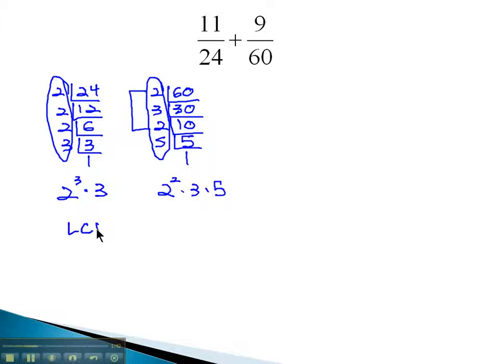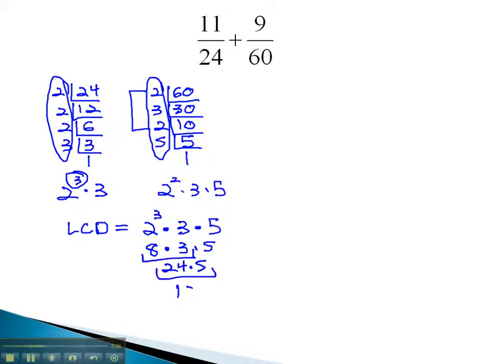And then we can identify the least common denominator, or least common multiple, by using all the factors with highest exponents: 2's, 3's, and 5's. The only exponents we have are on the 2's, and the highest exponent is a cubed. 2 cubed is 8 times 3 times 5. 8 times 3 is 24 times 5. 24 times 5 is 120. Our least common denominator for this problem is 120.